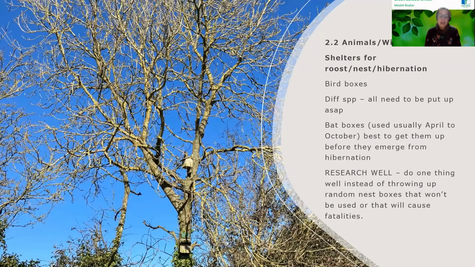Then looking at the animal side of things, what can we do? We can provide shelter for roost, nest, and hibernation for birds in particular, and other animals too. But just be mindful that different species require different nest boxes, different sizes of nest boxes, and that each nest box should be orientated in the right direction. So all this information is readily available online, but I think often doesn't get looked up. So I've put together lots of links to guide you to the appropriate information for all of these things.